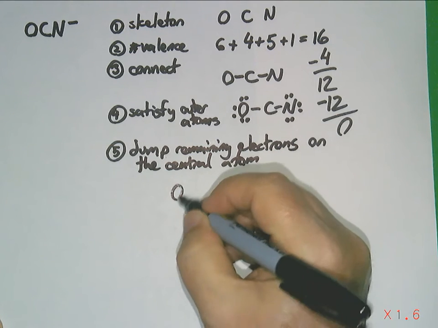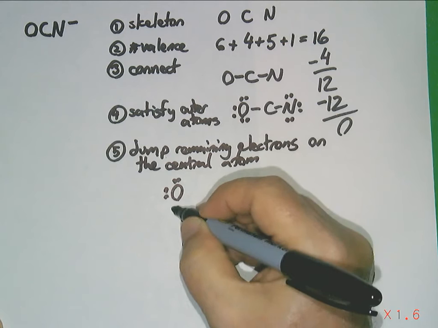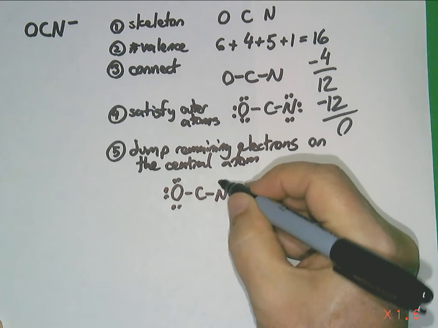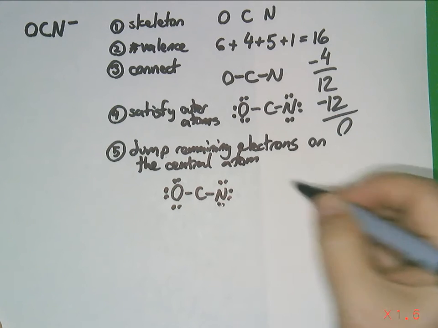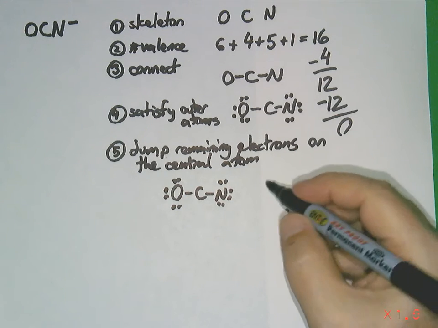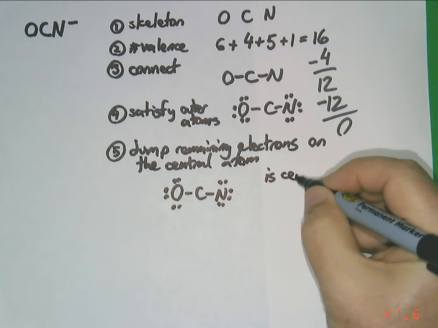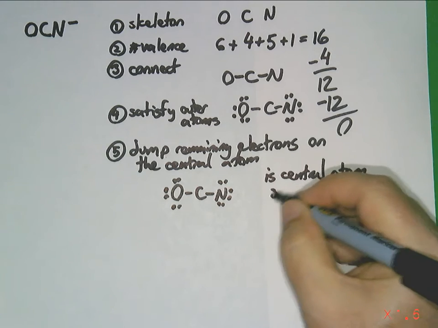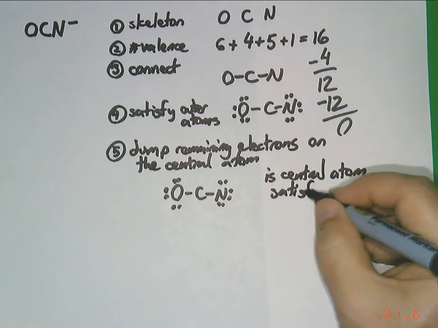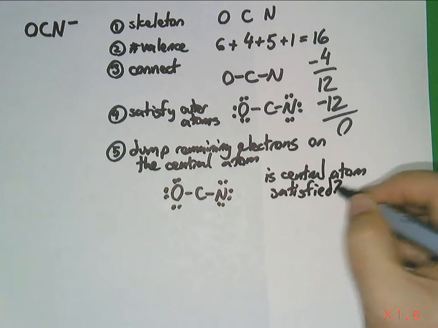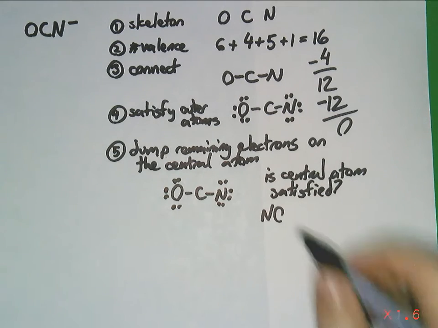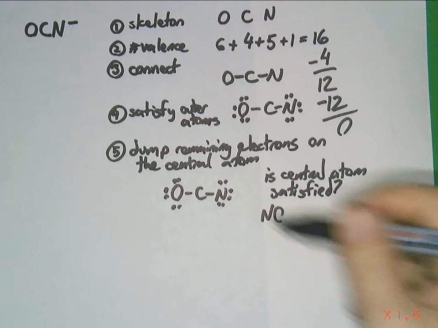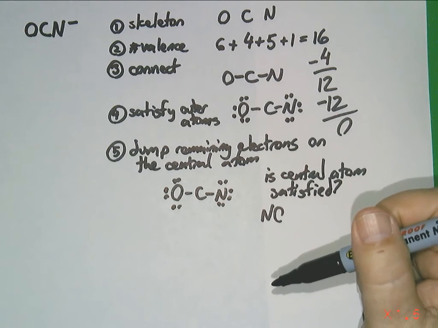So I basically have this, just copying this over down here at this point. Is the central atom satisfied? You're going to say no, right? It doesn't have an octet, and it wants one. So I can share lone pairs with the neighbors to give it an octet.